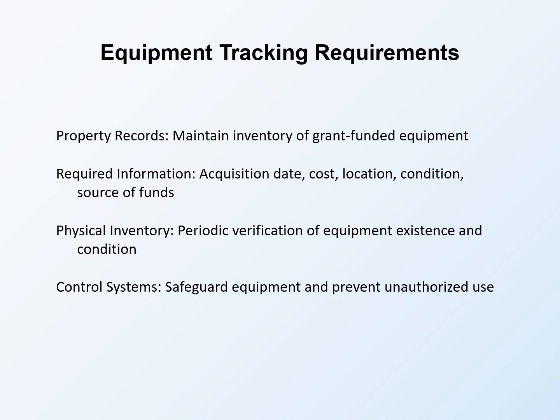Physical inventory should be conducted periodically to verify equipment existence and condition. Annual physical inventories are common. Comparing physical inventory results to records identifies missing items or discrepancies requiring investigation and resolution. Control systems safeguard equipment and prevent unauthorized use. Equipment should be used for project purposes, not diverted to unrelated activities or personal use. Adequate physical controls and usage policies protect equipment investments and ensure appropriate utilization.